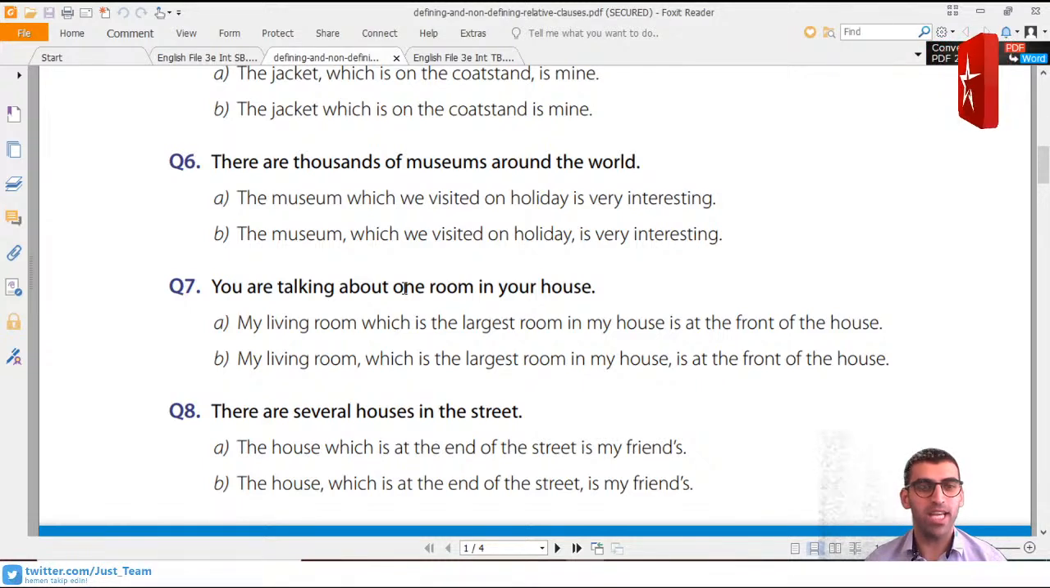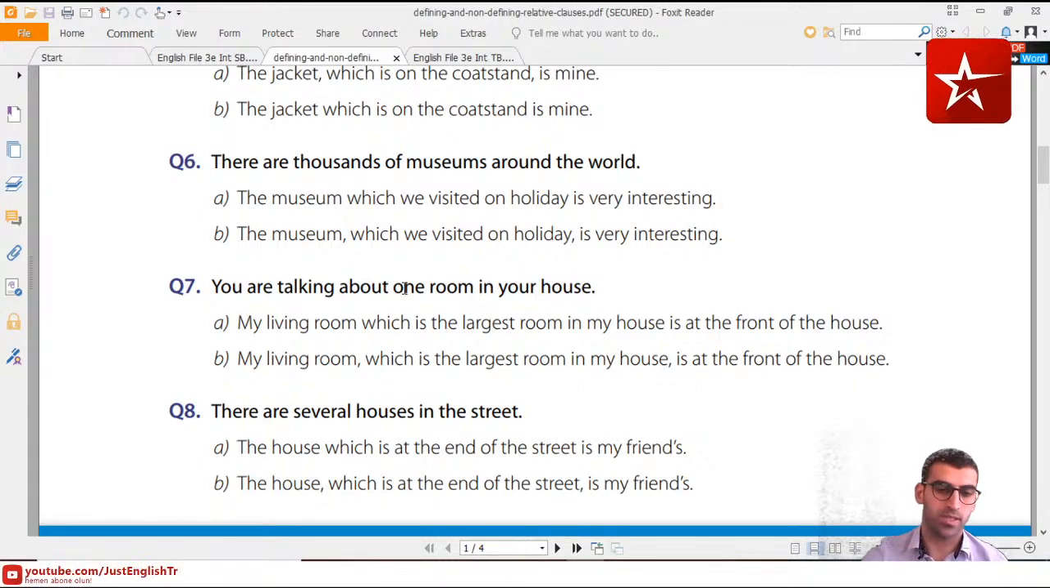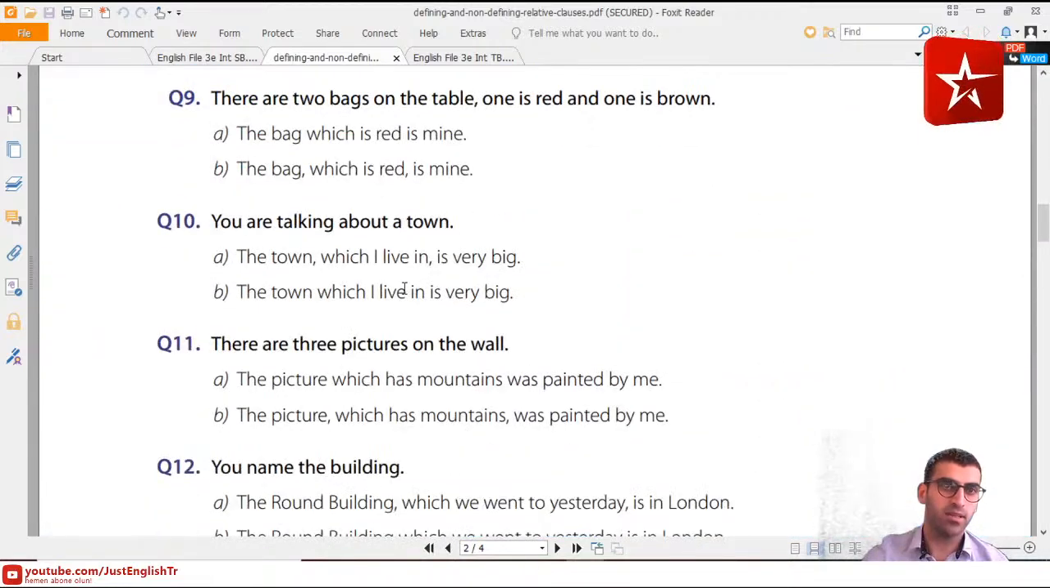Number 8. There are several houses in the street. They say A: the house which is at the end of the street is my friend's. Yes, that's the correct answer. Number 8 is A because it is a defining relative clause. That's why we don't have to use a comma for defining relative clauses. And number 9.